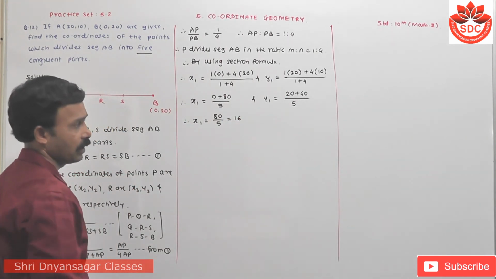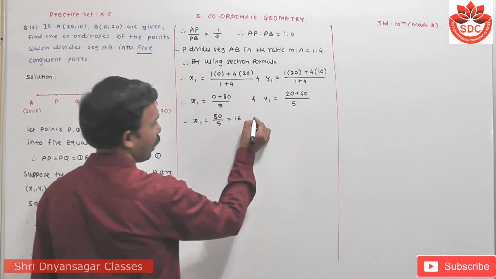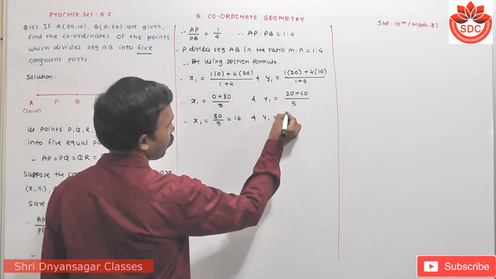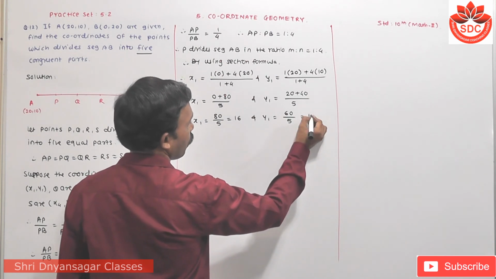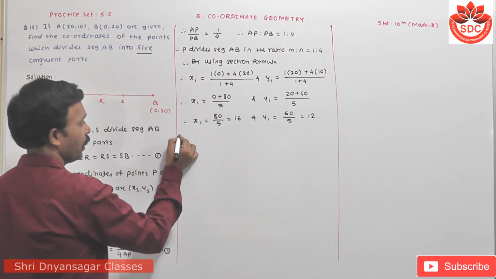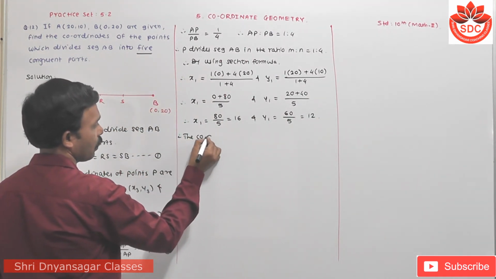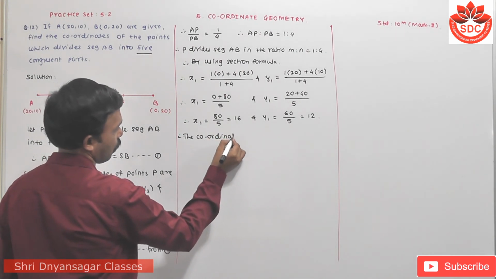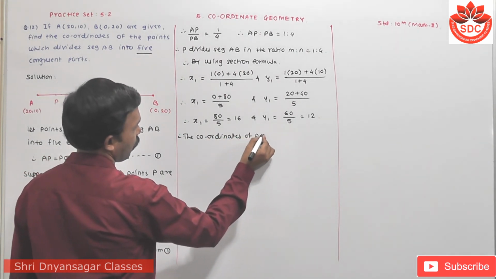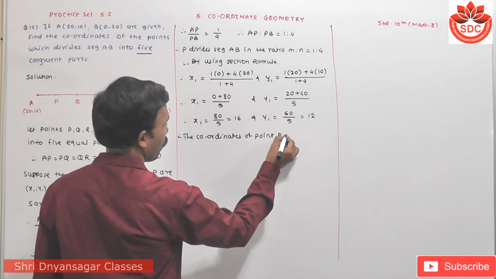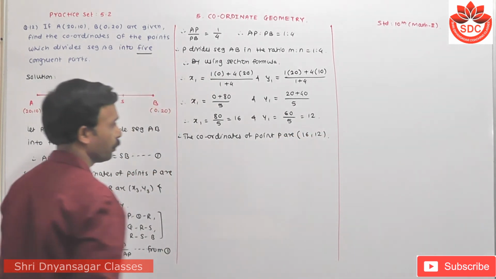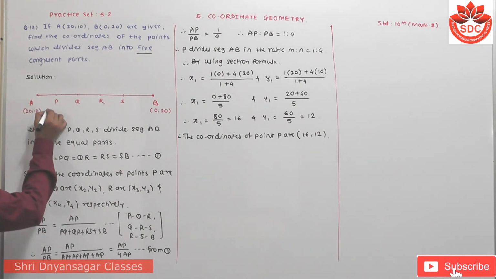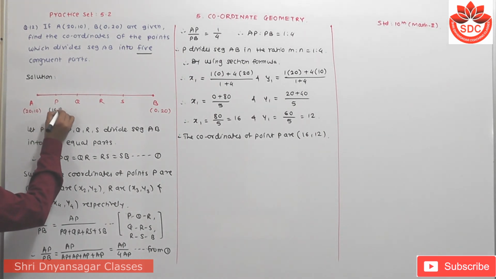And y1 is equal to how much? 60 upon 5 is equal to how much? 12. Therefore the coordinates of point P are 16 and 12. P has coordinates 16 and 12.